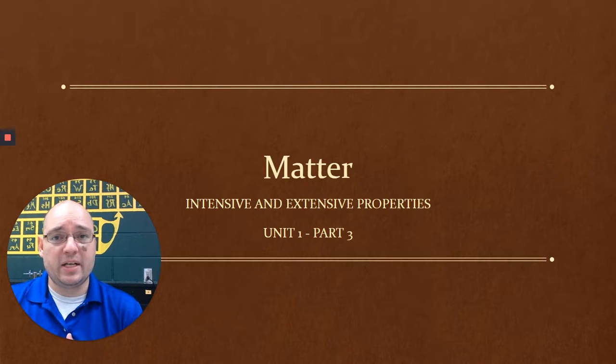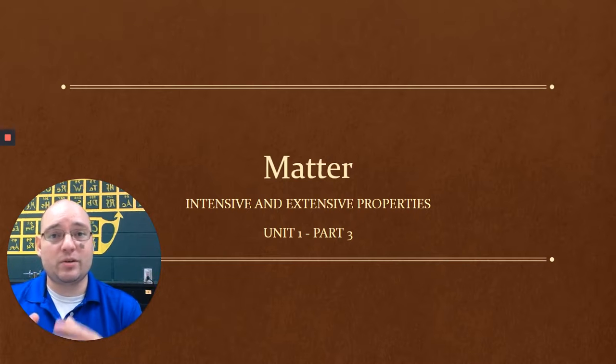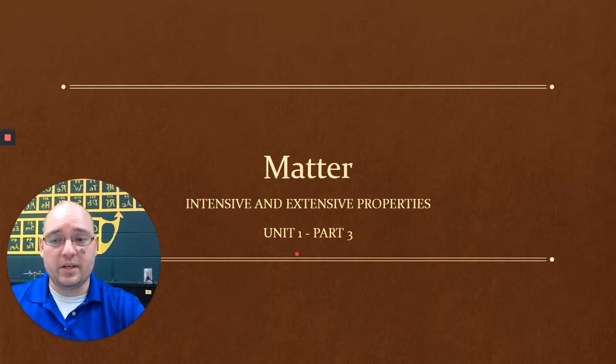So if you have a list of properties and I ask you to tell me whether it's intensive or extensive, if it's a chemical property, the answer is chemical. It's not an intensive property, it's not an extensive property, it's a chemical property. Intensive and extensive are physical property categories. So if something is a physical property, it's either going to be intensive or extensive. If something is a chemical property, it's just a chemical property. It's very important that you understand that.